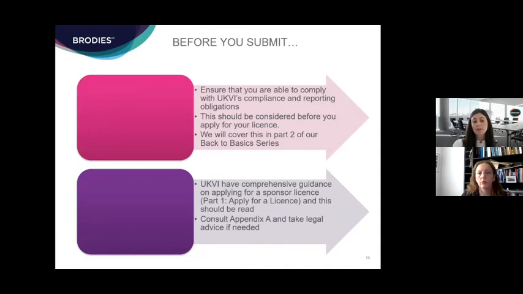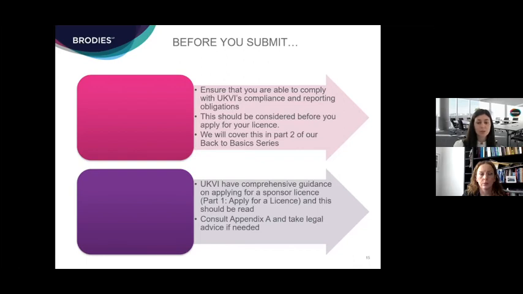So a couple of things just before you get to submitting, just to bear in mind. When you apply for a sponsor license and press the button to submit, you are also assuring UKVI that you can comply with your sponsor license obligations. You should consider that before you press the button on your license application itself. We won't cover that today, but do have a look at some of our other Back to Basics series that are coming. We will cover the compliance obligations in more detail.